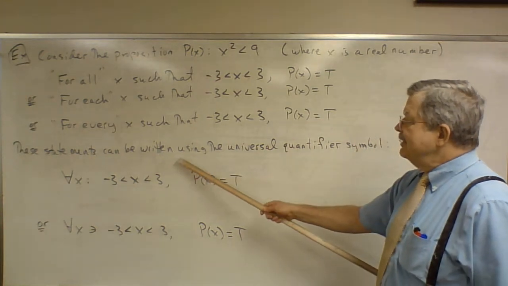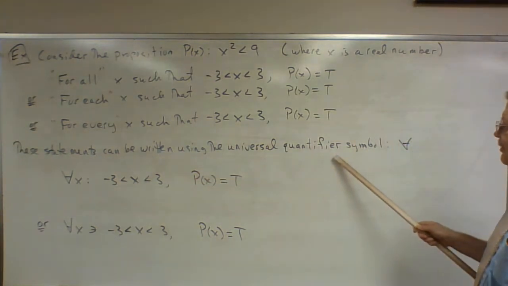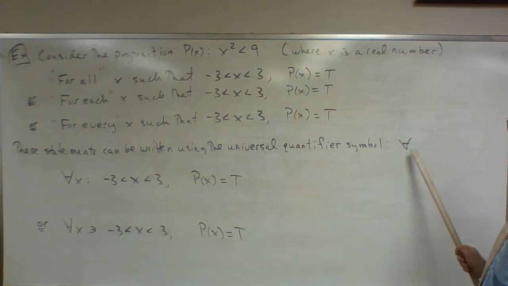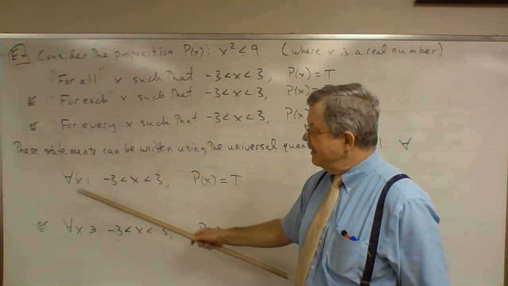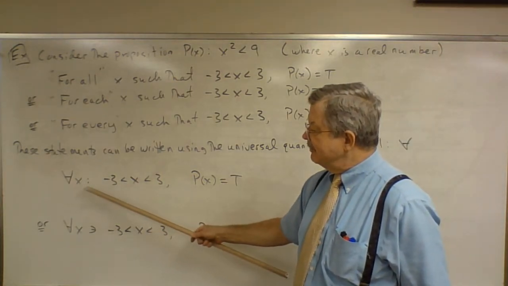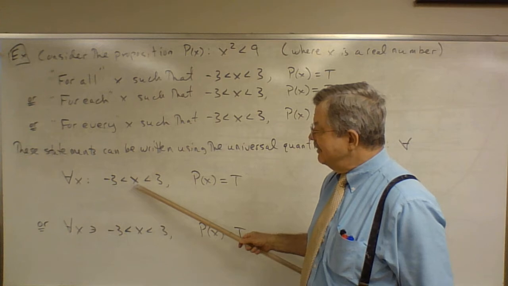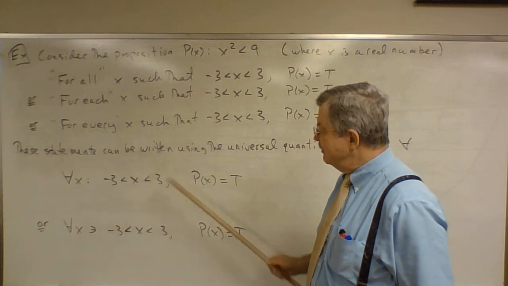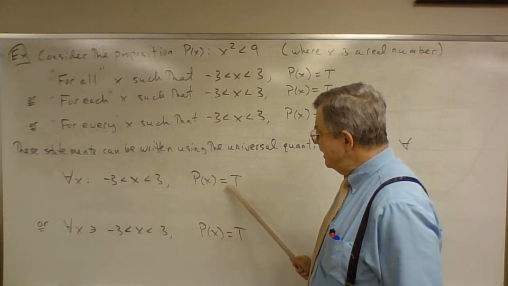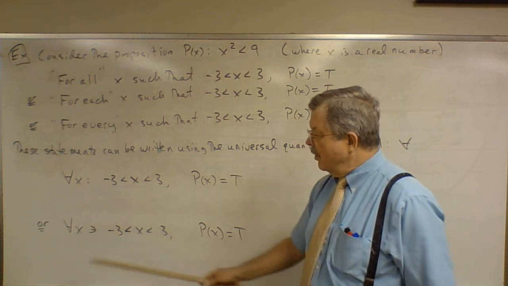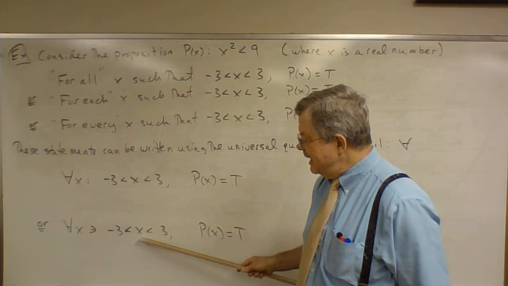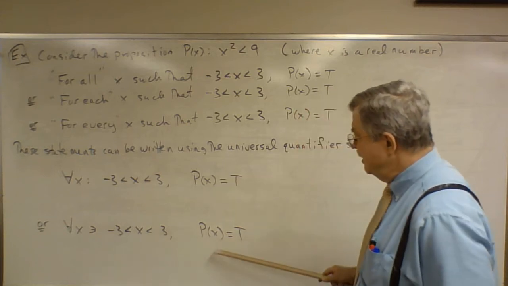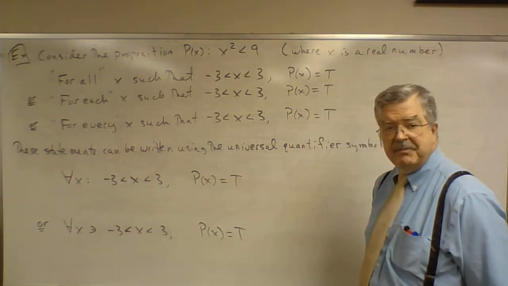And all three of these statements can be written using the universal quantifier symbol, the upside down A. And we do it in two ways. For all x such that x is between -3 and +3, p of x equals true. Or for all x such that x is between -3 and +3, p of x is true.